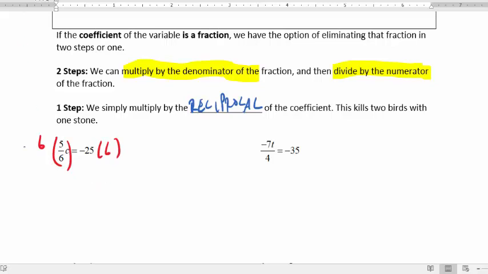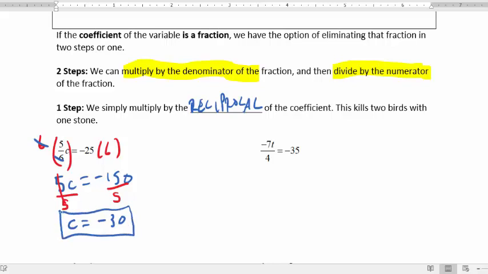So then on the left side, it cancels, and I'm just left with 5c. And then on the right side, negative 25 times 6 is negative 150. So that got rid of the denominator, and now I would get rid of the numerator by dividing by it. So divide by 5 on both sides. It cancels over there, and now I'm just left with c equals negative 30. So that would be the two-step approach for clearing the coefficient, if the coefficient's a fraction.